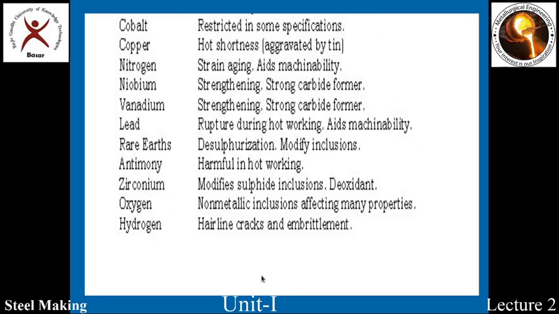Going to cobalt, it is restricted to some applications because of the HCP crystal structure. It is one of the carbide elements, it increases the strength, but beyond the limit it cannot improve any of the properties. Copper increases hot shortness. It means at higher temperature, if copper addition is more, it leads to cracks. Nitrogen improves the strain aging properties. You can strain further and further. So with a combination of heating and cooling cycles, it increases the machinability. You can machine easily, with chipping at the edges, all those things are possible.